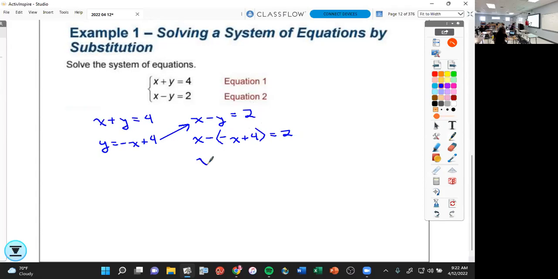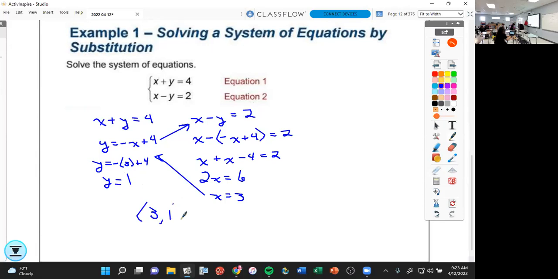Distribute the negative sign. -x plus x minus 4 equals 2. 2x equals 6. x equals 3. Take that value, bring it over here. y equals -3 plus 4. So y equals 1. So the solution to this system is (3, 1). Check it. 3 plus 1 is 4. 3 minus 1 is 2, does it check?